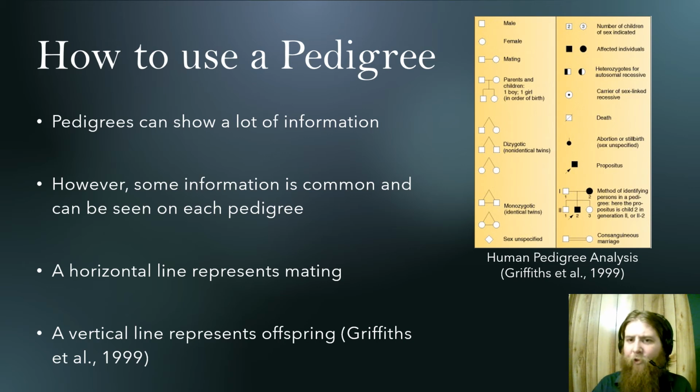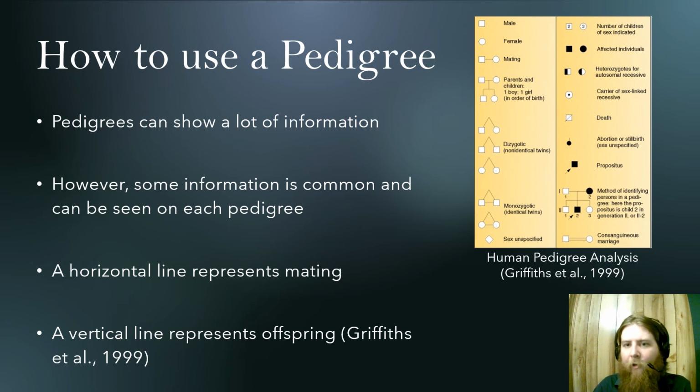Now, what do the actual shapes mean? If it's a square, it means it's a male. If it's a circle, it'll be a female. So in between a mating pair, you should see one circle and one square. Now, if the shape is shaded in, if it's black, then it is an affected individual. If the shape is half shaded, it'll be heterozygous for an autosomal recessive.